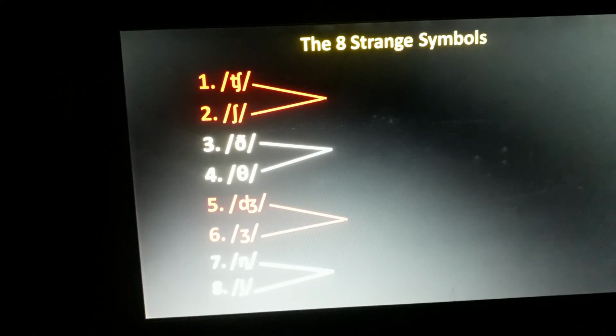Number 5, j. 6, j. Lastly, number 7 and number 8, I pair them up even though they don't sound alike and don't have similarities. I just decided to pair them up because they're the last two.